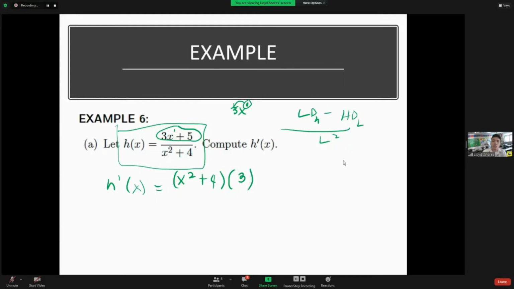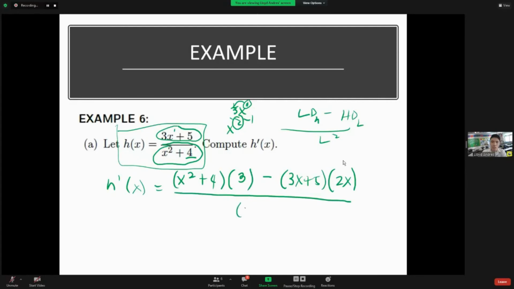Okay. So that is low D high, minus high: copy the high, which is 3x plus 5, times D low, this time the derivative of the low. The low is x squared plus 4. Using the power rule, 2 comes down, so 2x, and the exponent is reduced by 1, so 2x. And 4 is a constant, so its derivative is 0. Then divided by low squared, that's x squared plus 4 quantity squared.